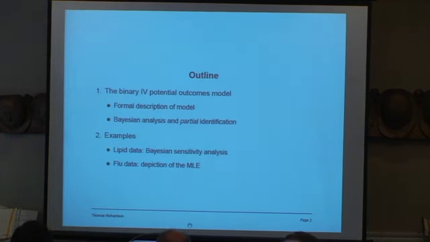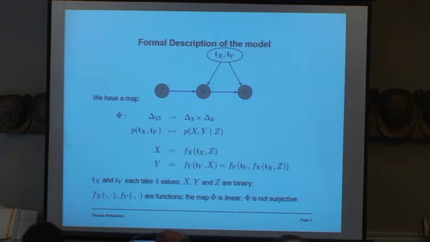That's a causal model. I'll give you a formal description of the model, and I'll talk about Bayesian analysis and partial identification and some difficulties that arise and possible solutions. And then while we're going through it, I'll give you two quick examples. One is lipid data that's discussed in Judea's book, and the other is a different data set, a flu data set.